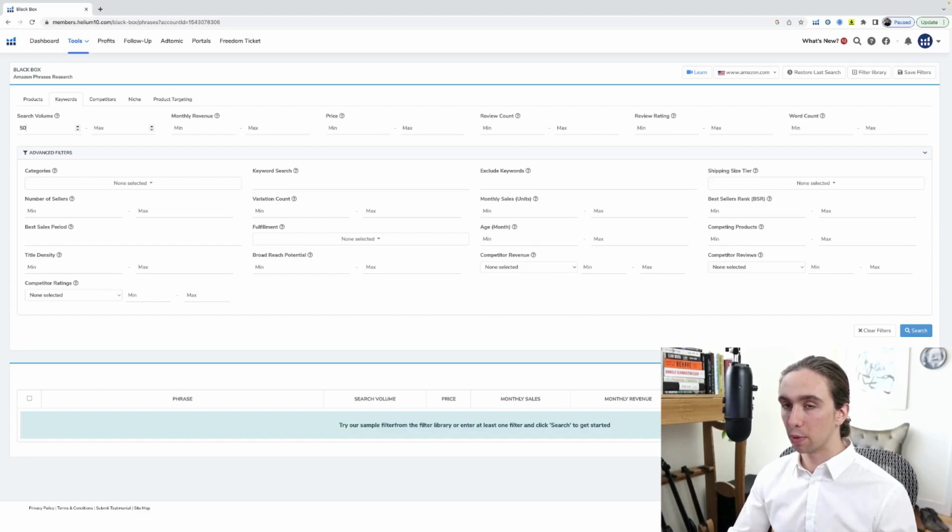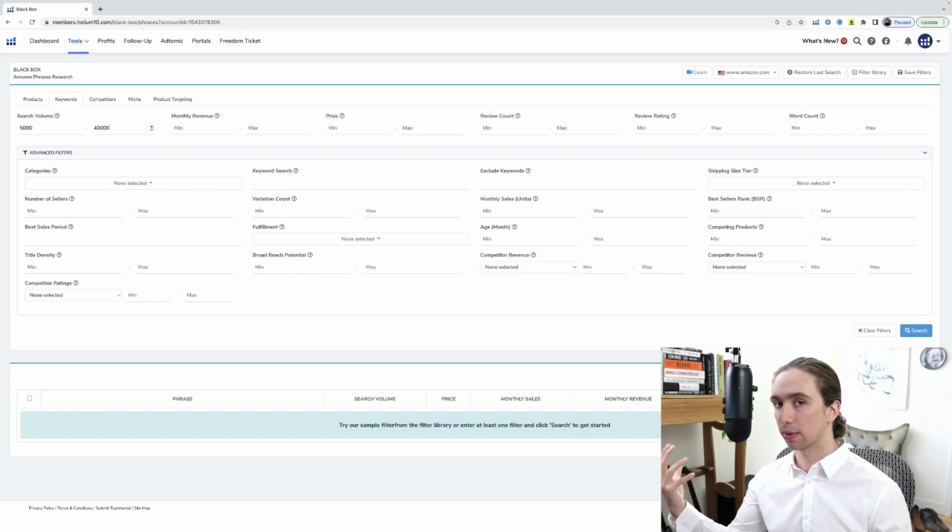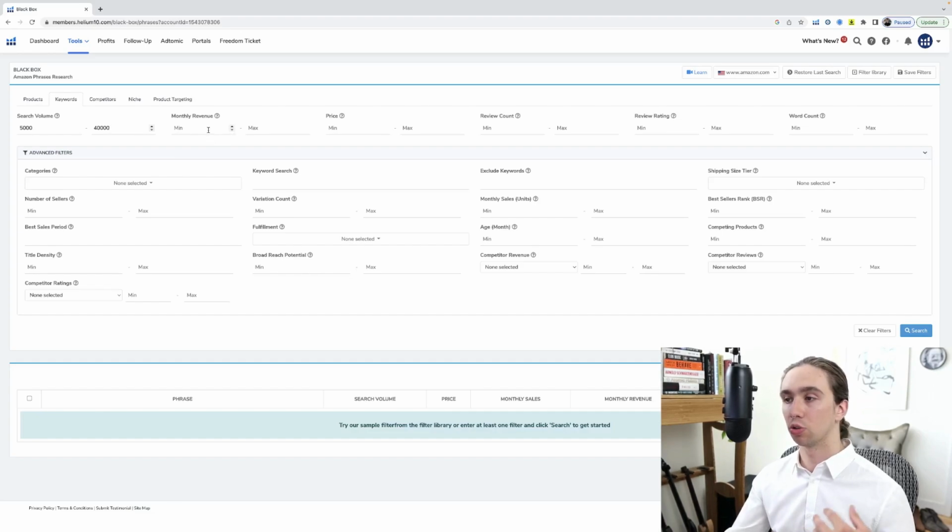So I'm going to do a minimum of 5,000 searches per month. We're actually going to cap this at 40,000 searches per month. We don't want things that are being searched hundreds of thousands of times. Those are likely going to bring us to markets that are too large, but we do want markets that have enough search volume to be able to sustain a seven-figure brand in that space.